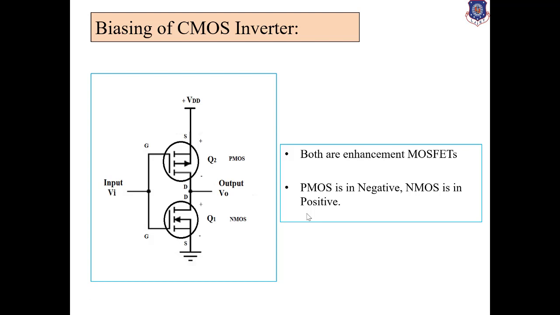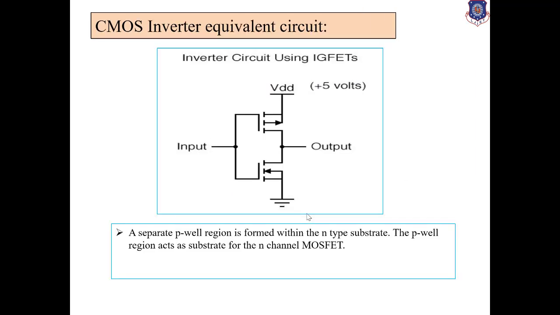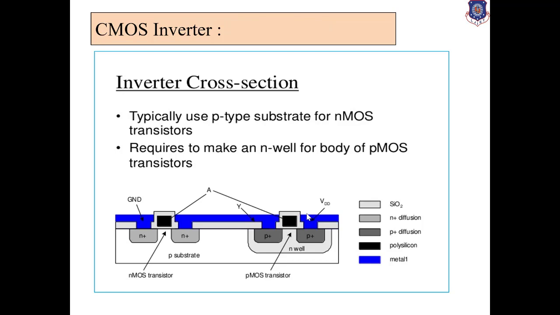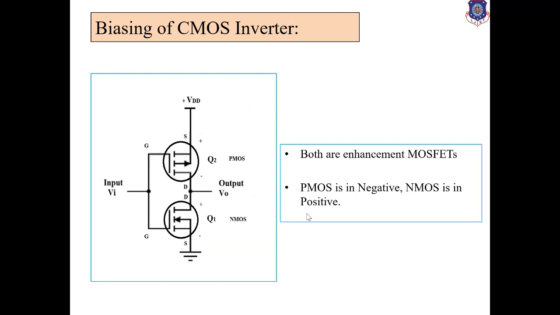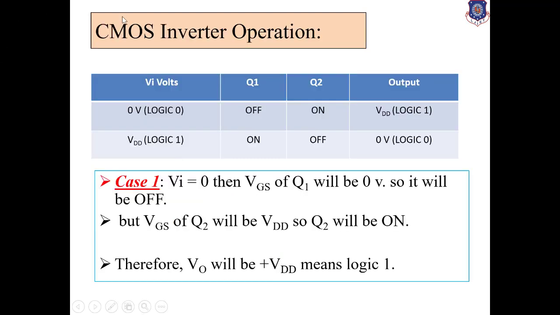Now, how does CMOS act as an inverter? That is the question. First we understood the construction and cross section, and then I explained the circuit design of CMOS, and now we are coming to the point of application. That is very important. The application of the CMOS is the inverter. So let's discuss the operation of the inverter, how it works as an inverter.